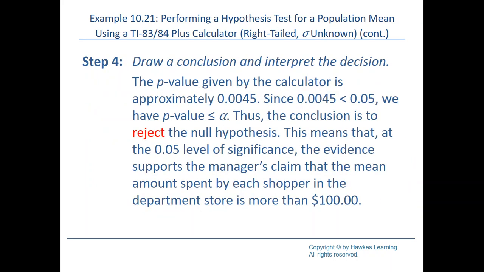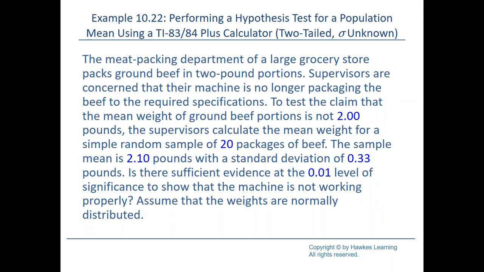Now, in our case here, our p-value was approximately 0.0045. Our alpha was 0.05. That should give you an idea that the alpha was bigger in this case. And since the alpha was bigger, we're going to reject the null hypothesis. This basically means that at a 0.05 level of significance, there is enough evidence to support the manager's claim that the mean amount spent by each customer is actually more than $100, which means maybe they do need to look at different shopping strategies.